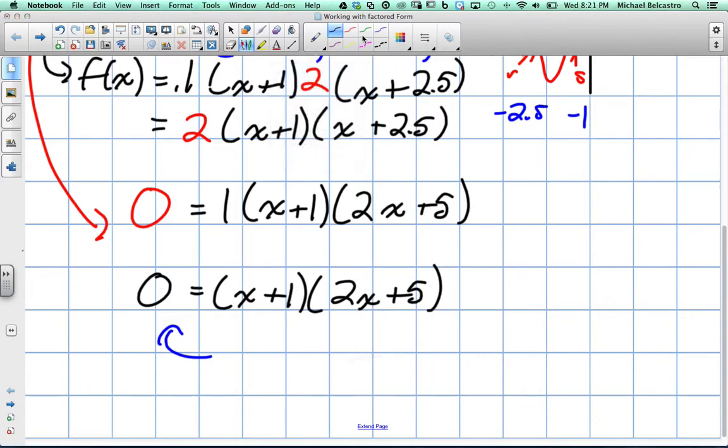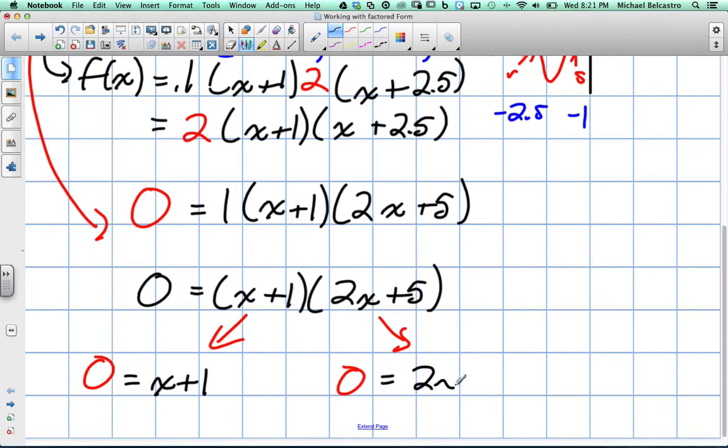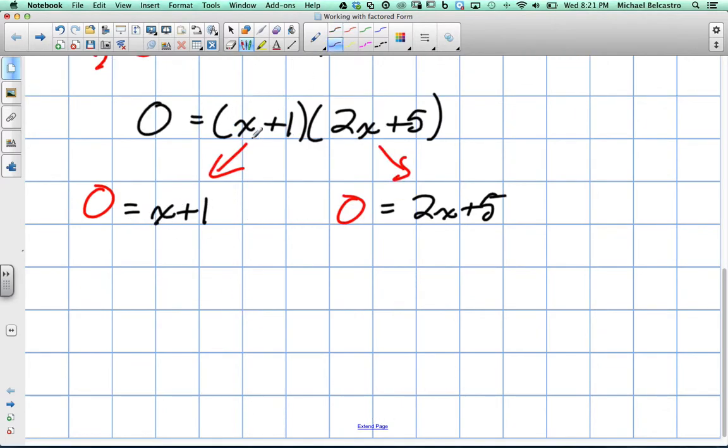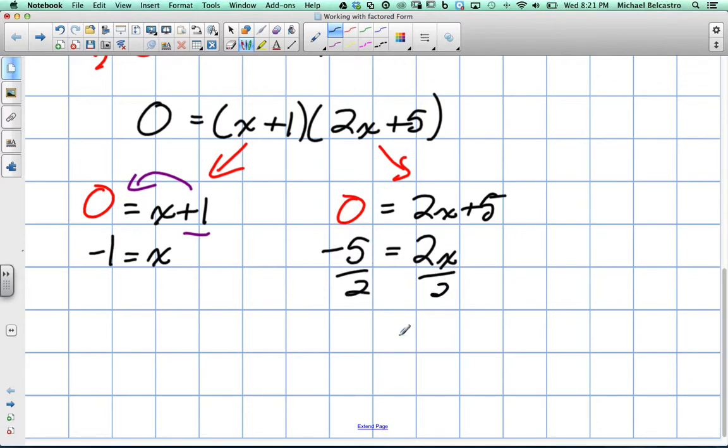And what I'm going to do is split the equation here, and I'm going to have two answers, which makes a lot of sense because up here we have two x-intercepts. So we have 0 is equal to x + 1, and 0 is equal to 2x + 5. We're going to isolate for x in both of these. In this version, I move 1 over. It becomes 0 minus 1, which is just negative 1. In this version, I move 5 over. It becomes negative 5 equals 2x. And then I have to divide both sides by 2.